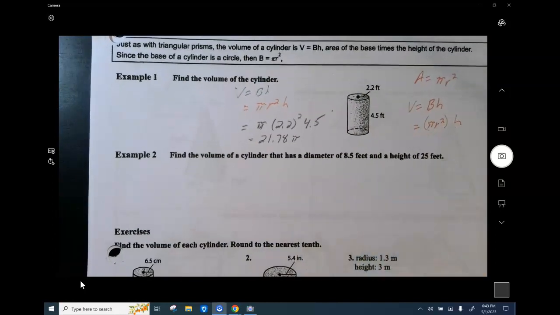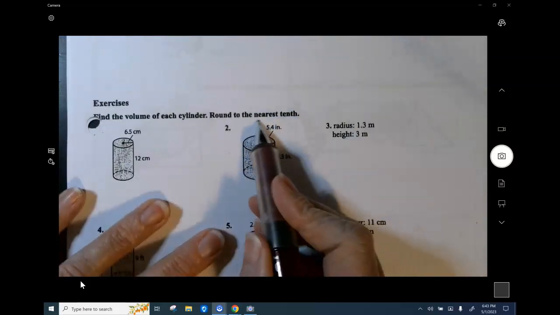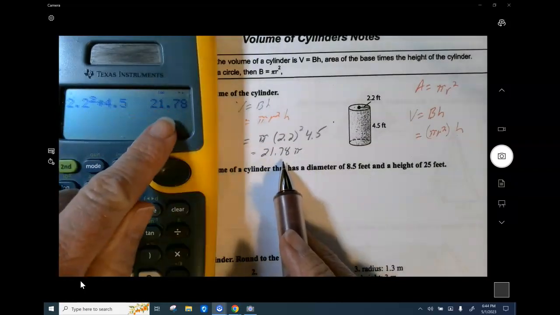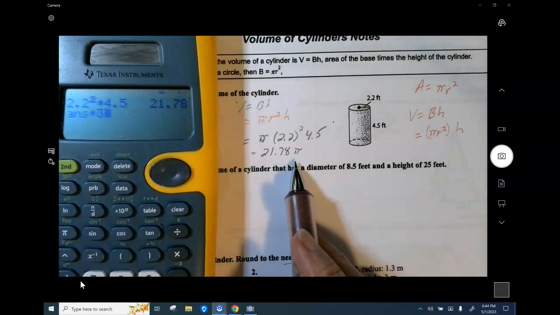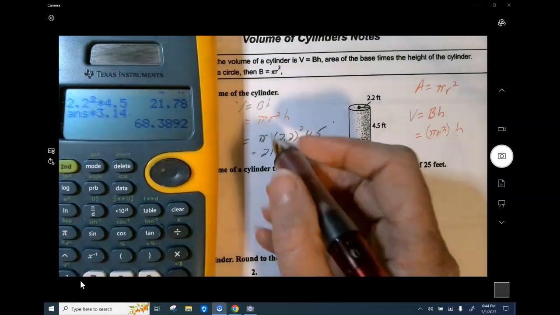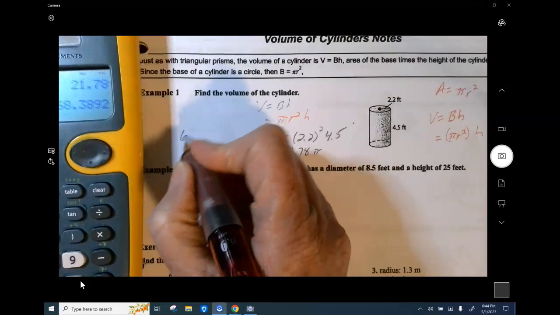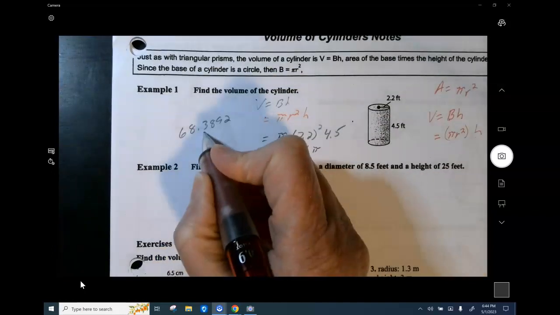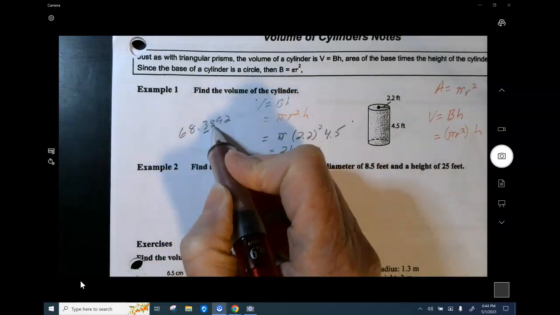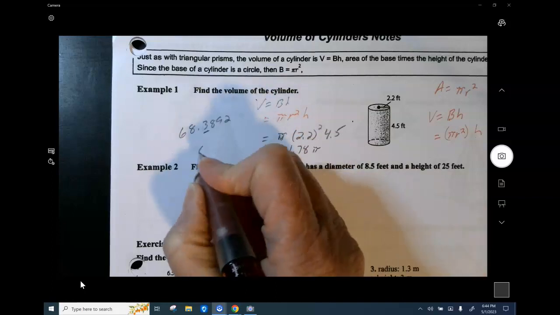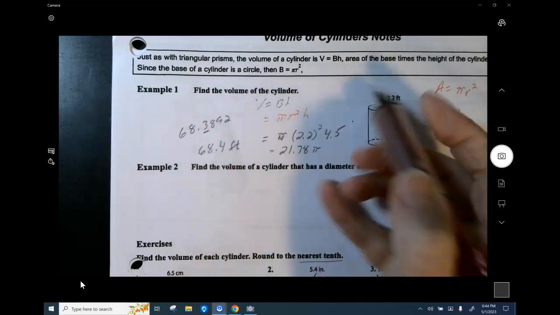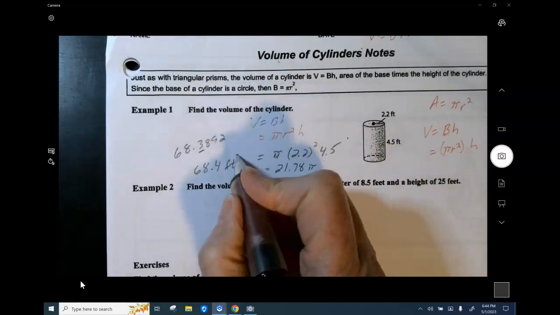Let's see if they tell us that we need to round. Nope. But down here in the problems, it says round to the nearest tenth. So that's what we're going to do here. That means we need to multiply pi out. So we leave our 21.78 on our calculator, and we multiply times 3.14. And we get the lovely number of 68.3892. Round it to the nearest tenth. Here's the tenths place. So I look behind it. If it's 4 or above, give it a shove. So 68.4 feet.